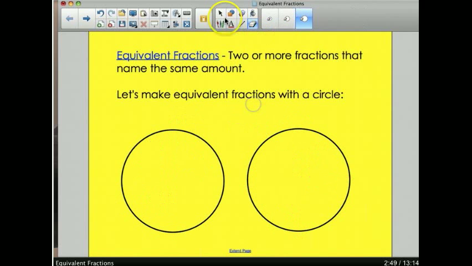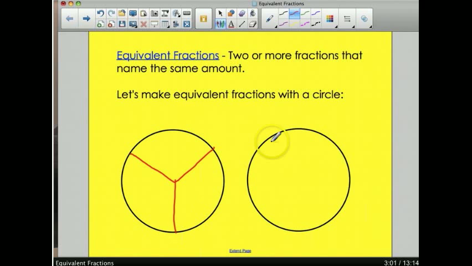Now what if I tried doing something fancy? Let me make a Y. If I make a Y, I can make my circle into thirds, right? So I have 1, 2, 3 pieces. And if I shade in, pardon me, 1 out of the 3 pieces, this represents 1/3.